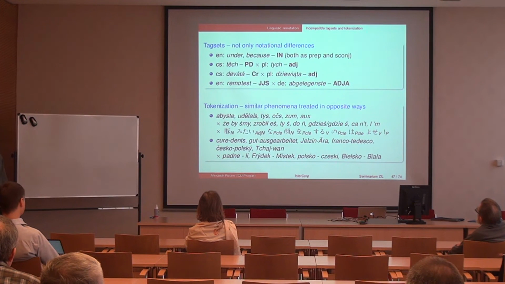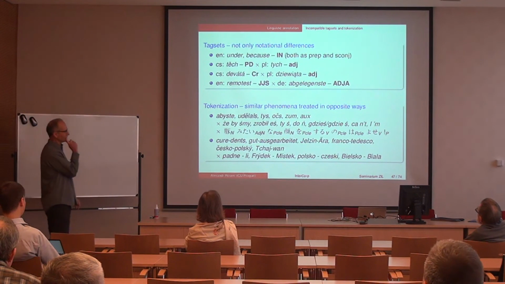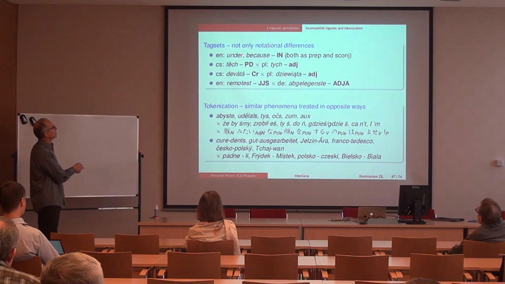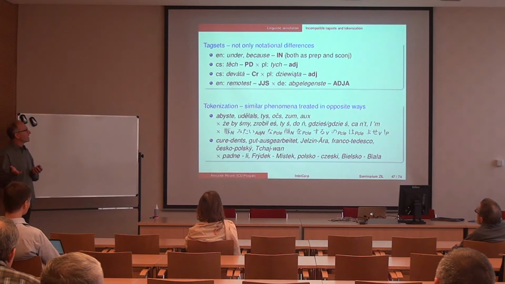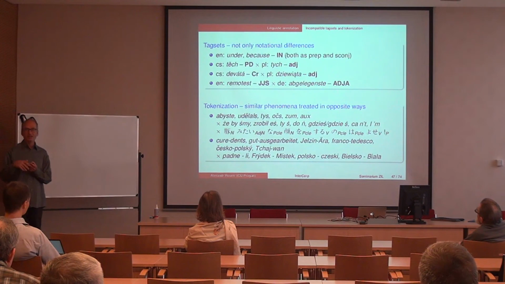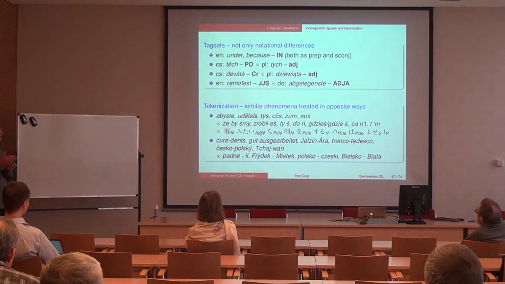To show you that it's not only a notational difference in the text. So, for example, in English, you have "under" and "because" as prepositions, as well as subordinating conjunctions. But they are tagged in the same way in both contexts. And of course, in some other languages, you have that difference.